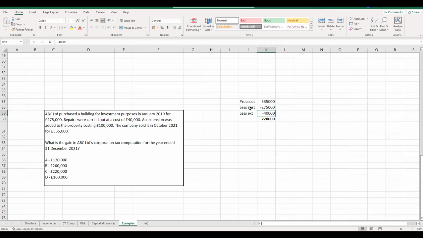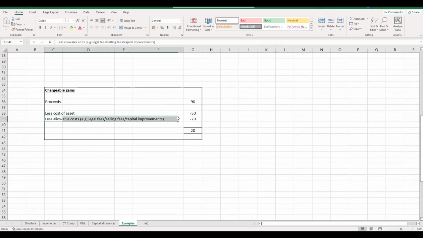So always be mindful of the types of allowable costs that you can bring into a chargeable gain calculation, because realistically, that's probably where they're going to make those exam questions tougher. The actual principle of the working, proceeds less the cost of the asset, is quite a straightforward one.